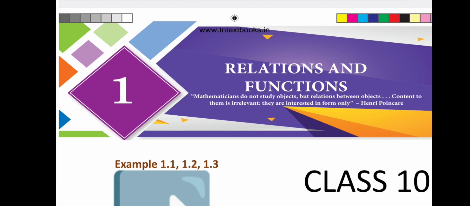Hello everyone. Today we are going to see the first unit, relations and functions. So in this chapter, today we are going to discuss example 1.1, 1.2 and 1.3.